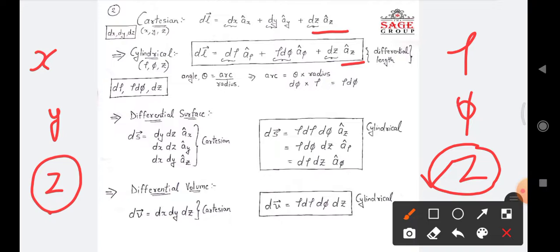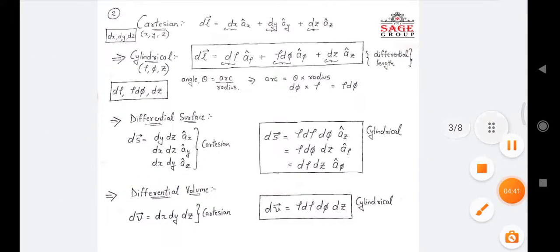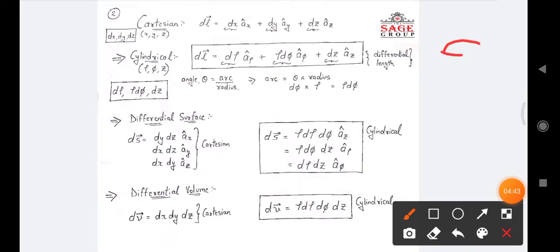Now in place of dy I have written over there rho d phi. Why have I written rho d phi? So I will explain. For example, if you talk about the cylinder, you have seen over there three surfaces. The first is your upper circle, the second one is your lower circle, and the third one is this curved portion, that is the lateral portion.